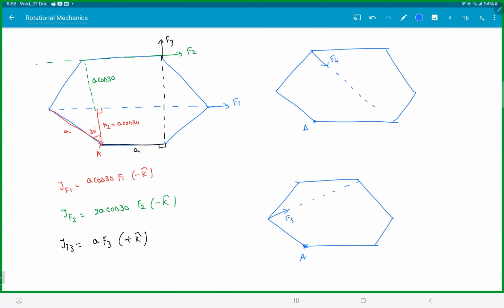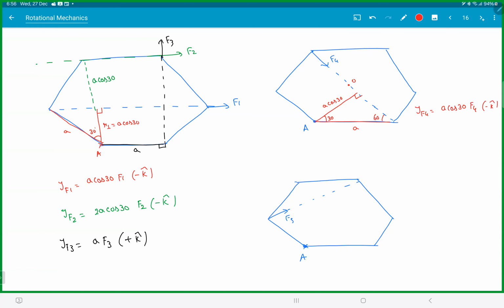F4. Any ideas? You want a perpendicular distance now, so from here drop a perpendicular. Now be careful, this won't be center, because if you draw to the center, that angle will be 60 degrees, equilateral triangle. That is not center, it is something else. If that is 90, I know this is 60 and this is 30 and this is a, should be a cos 30. So torque about F4 will be a cos 30 F4, and if you see, this rotation would be this way, minus k cap.